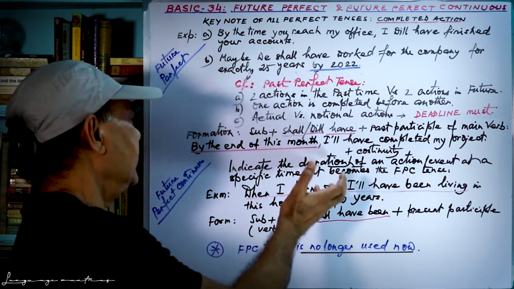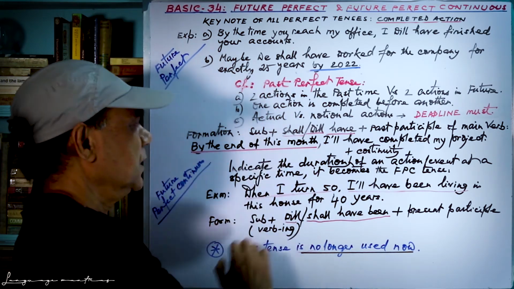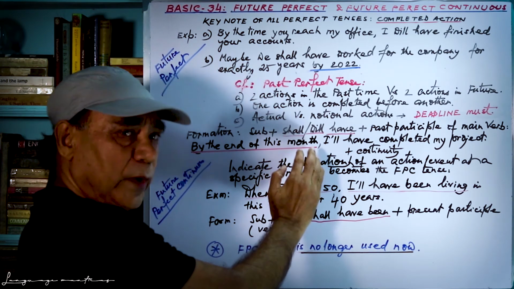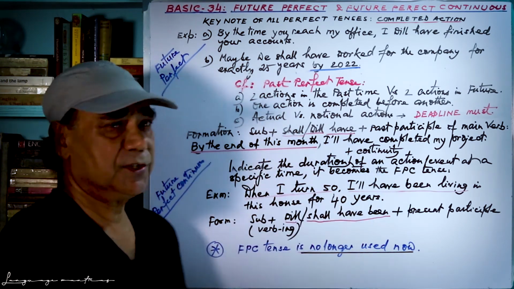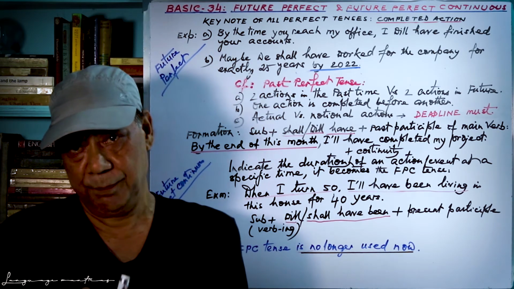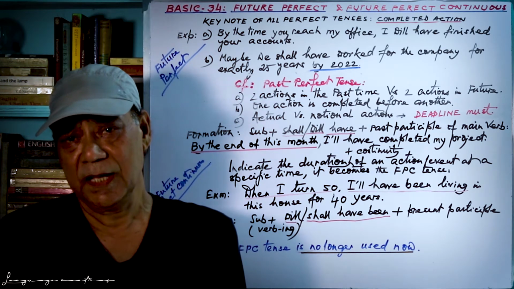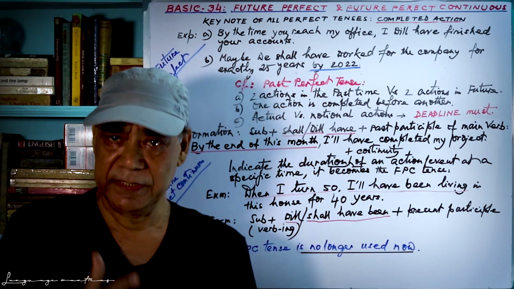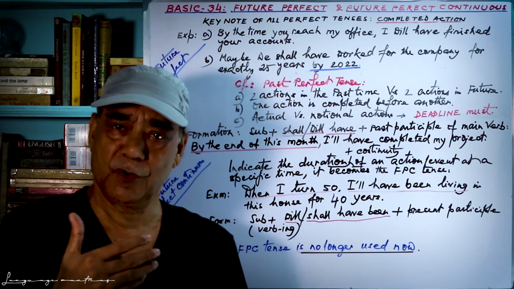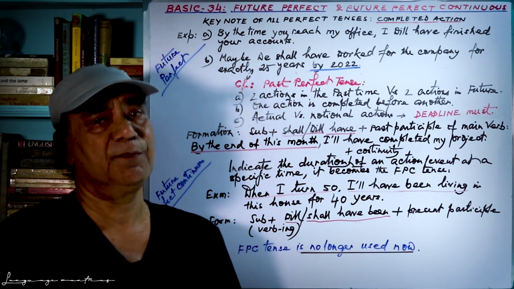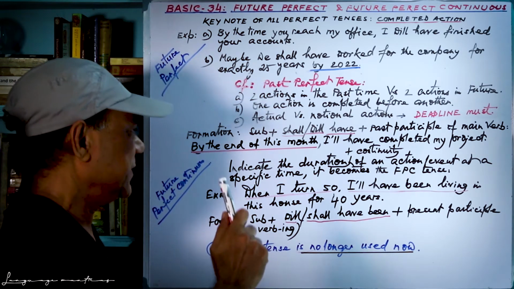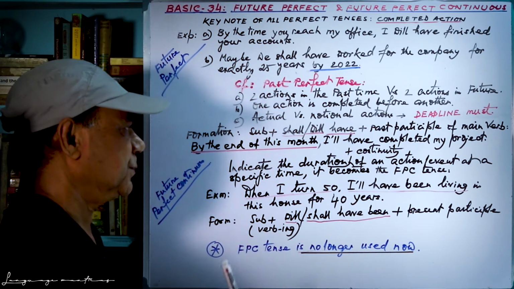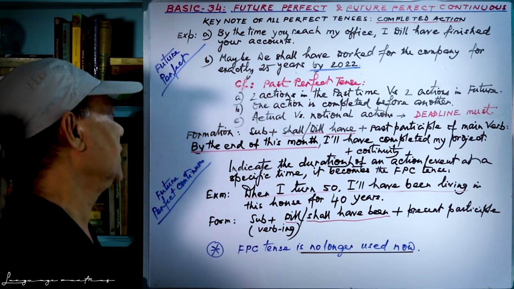So it would be: subject plus shall or will plus have. Shall have or will have, plus past participle. Why? Because have is there. Whenever there is have, it must be followed by the past participle form of the main verb. So, subject plus shall or will, then have plus past participle of the main verb.